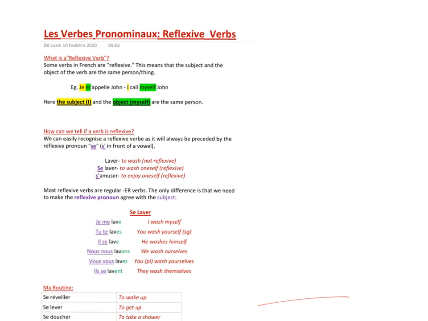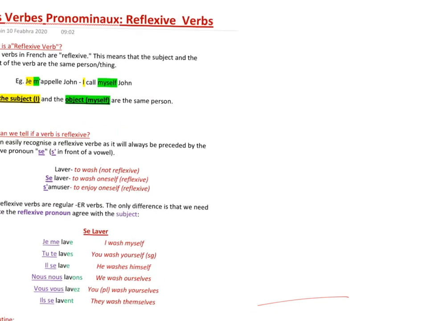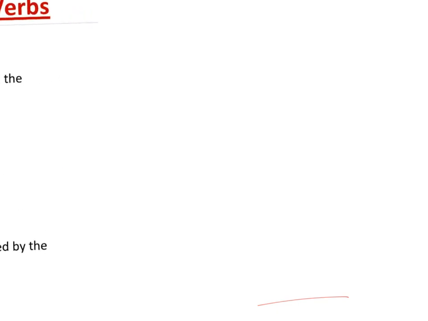So some verbs in French are reflexive. This means that the subject and the object of the verb are the same person or thing. If you think back to when we started looking at verbs in first year, I told you about the subject and the object. And I would have given you a sentence like this.